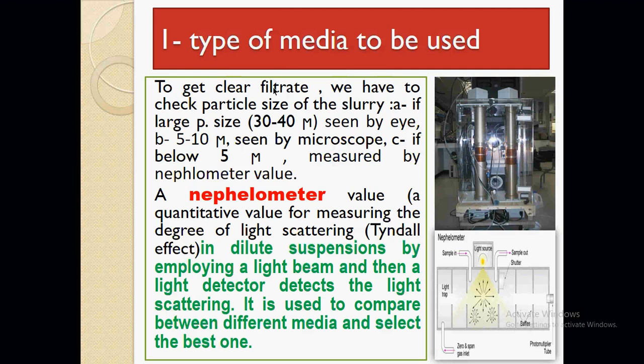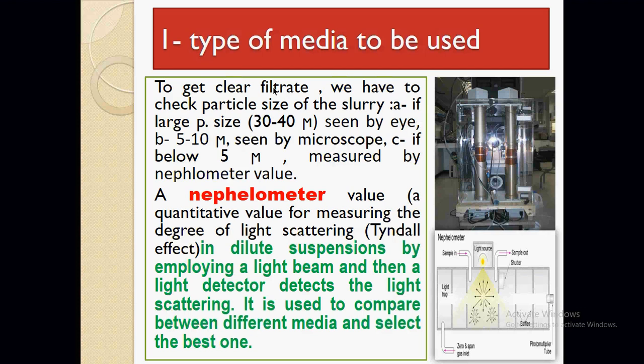In order to get clear filtrate, we have to check the particle size of the slurry. If the particle size is between 30 to 40 microns, then it can be seen by the eye. If it is 5 to 10 microns, then it is easily seen by microscope. But if the particle size is below 5 microns, then we have to measure it by what's called nanometer value.